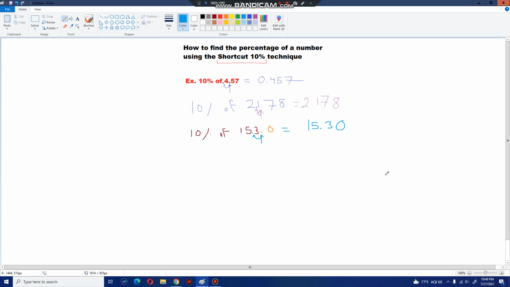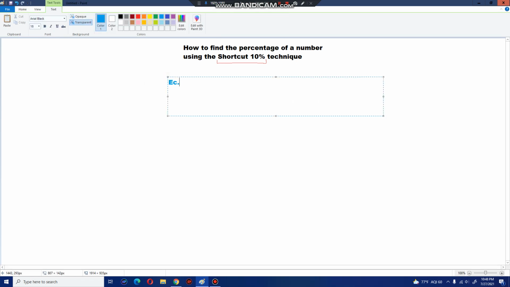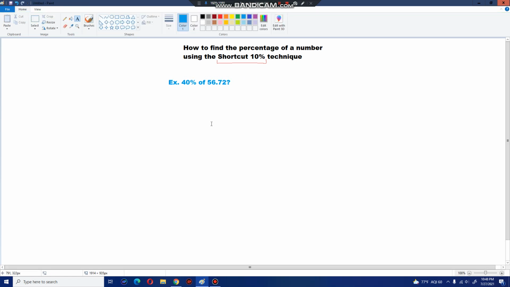Now I'm going to use the shortcut 10% technique to show you how to find 50, 60, 70% of any number. Let's take a look. Here's an example. What is 40% of 56.72? Okay, suppose you're given this question and you're asked to find out 40% of 56.72. Now you can use the traditional way of doing this, but I'm going to show you how to find the answer using the shortcut 10% technique.